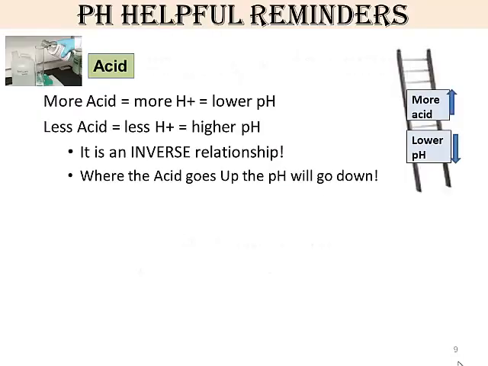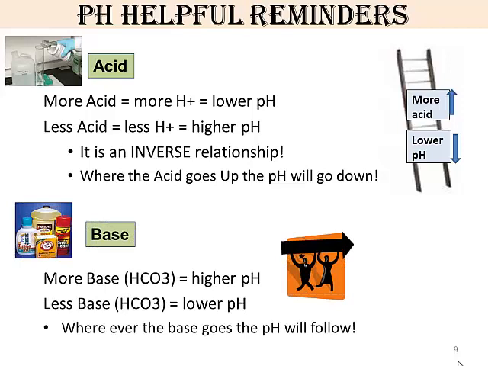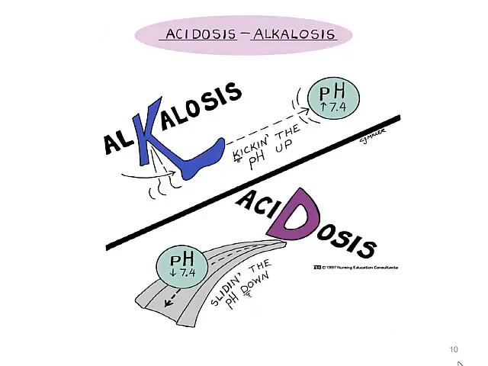Here are some helpful reminders. More acid is the same as more hydrogen ions, which is the same as lower pH. Less acid is less hydrogen ions, which is a higher pH. It is an inverse relationship. Where the acid goes up, the pH will go down. More base or bicarbonate is the same as a higher pH. Less base or lower bicarbonate is the same as a lower pH. Wherever the base goes, the pH will follow. And a different type of helpful reminders. Wow, by now you have it memorized.